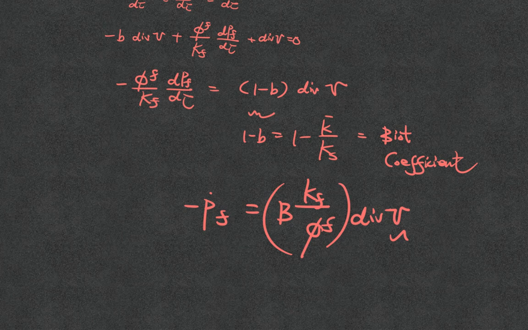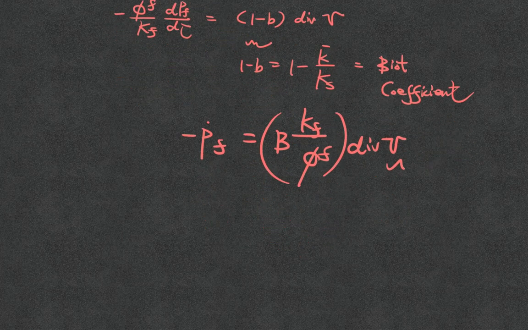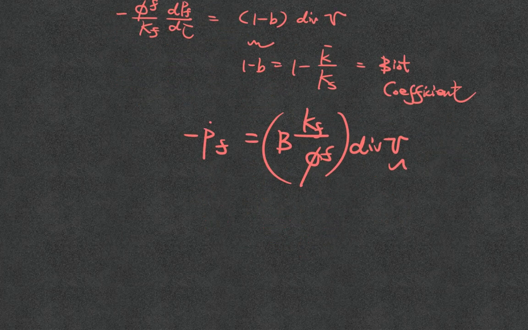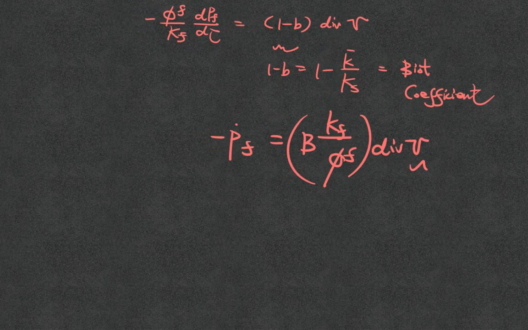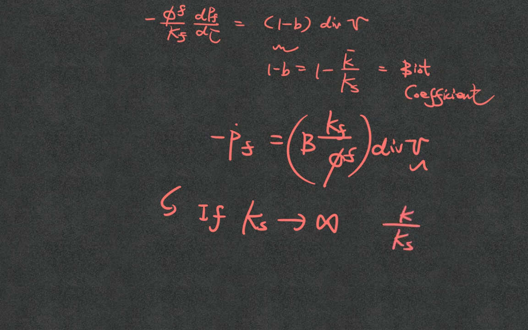Okay, so far so good. So now what happened when b equals 1? When b equals 1, when the solid phase, if Ks goes to infinity, and Kf is actually still finite, then K divided by Ks would approach 0, and so Biot's coefficient then becomes 1, right? Okay, does that make sense?